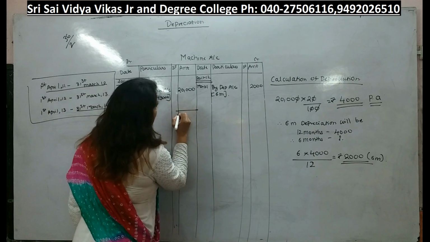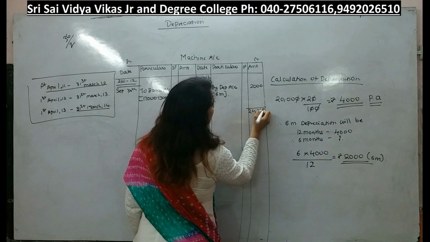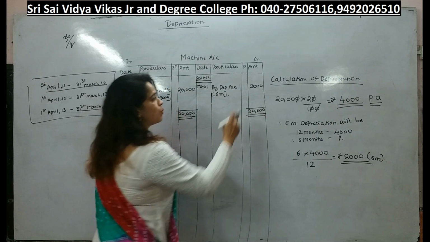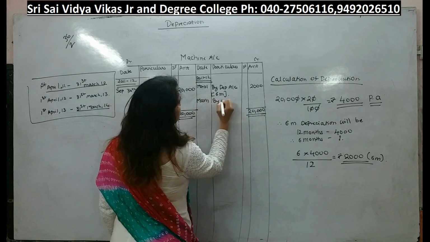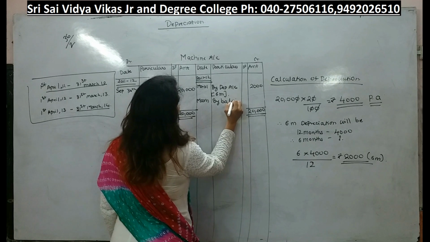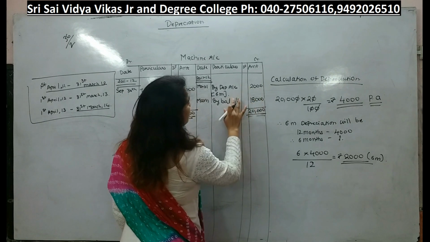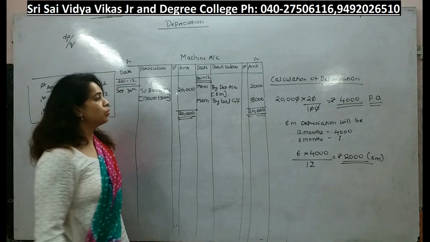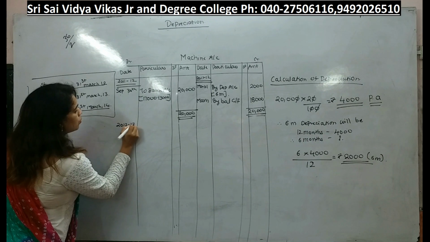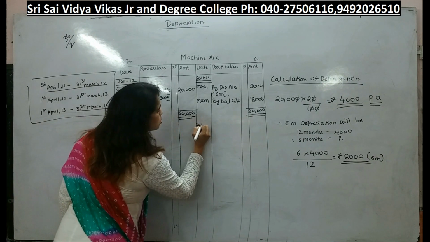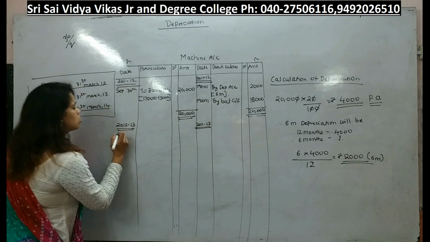Now see, at the time I purchased, the value of that asset was 20,000. After using this asset for 6 months, the value decreased by rupees 2,000. So on March 31st, by balance carried forward will be 18,000. Are you understanding this? Okay. Now second year. What is our second year? 2012 to 2013. Last year's closing balance will become this year's opening balance.